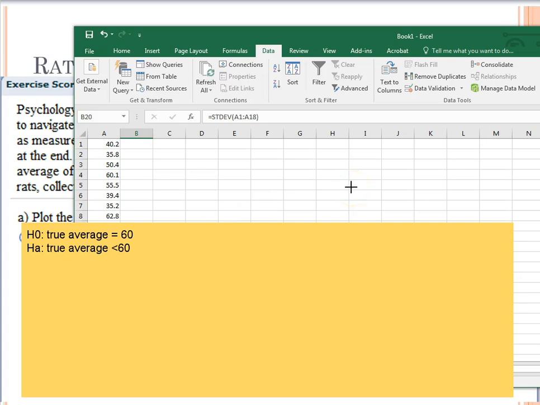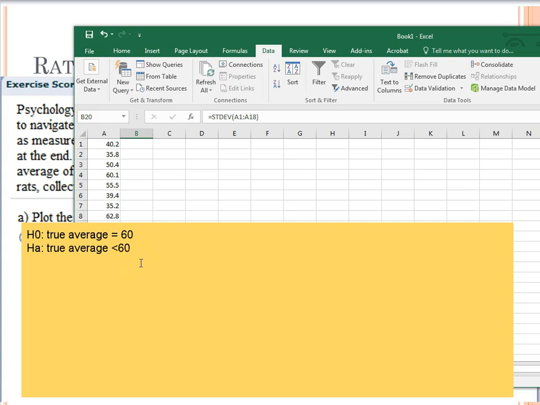We want to test the hypothesis that the mean completion time of the maze is 60 seconds. We're going to assume that to be true, and then we're going to see if, in fact, the true average is less than 60 seconds. Now, if it's less than 60 seconds, it doesn't meet the difficulty requirement. You can see that our sample average is, in fact, less than that assumed hypothesized value.